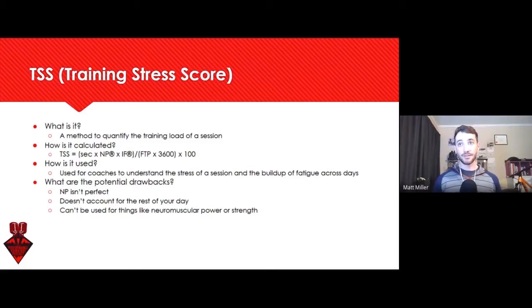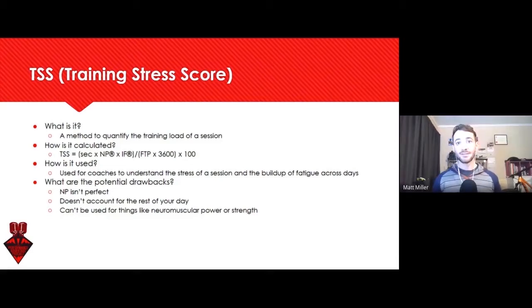So it's a really nice guide across the season, because then we can see how fatigue builds up and how fitness is tracking across many months or years. But there's still a bunch of things that we're not getting within the TSS or training load scores. So as far as TSS goes for the day, we're also not getting any information about what the athlete was doing the rest of the day.